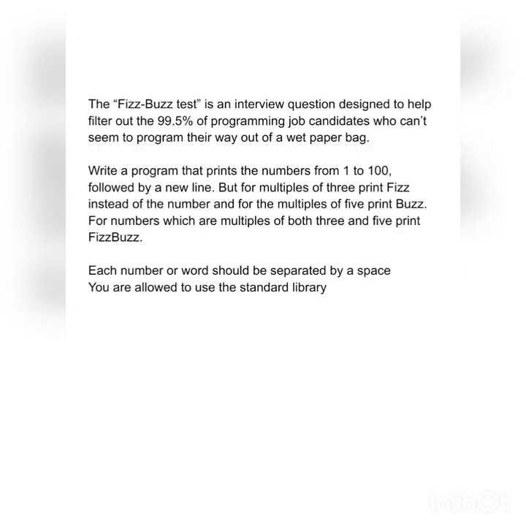Number 9, the FizzBuzz test is an interview question designed to help filter out 99% of programming job candidates who can't seem to program their way out of it. Write a program that prints the numbers from 1 to 100 followed by a new line. But for multiples of 3, print fizz instead of the number, and for the multiples of 5, print buzz. For the numbers which are multiples of both 3 and 5, print fizzbuzz. Each number or word should be separated by a space, and you're allowed to use the standard library.